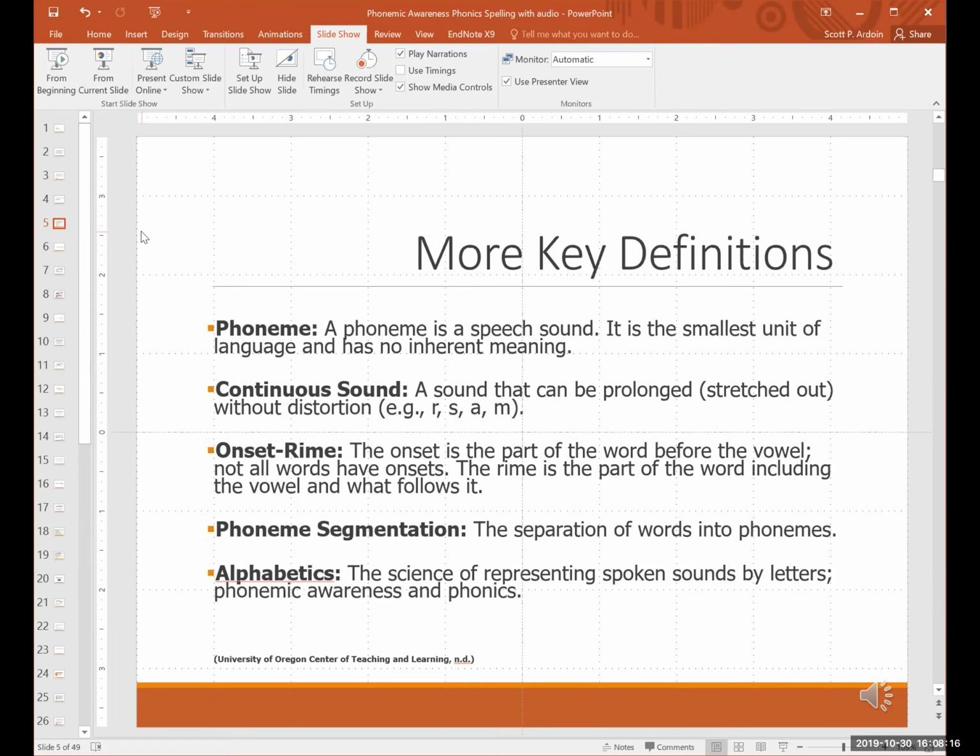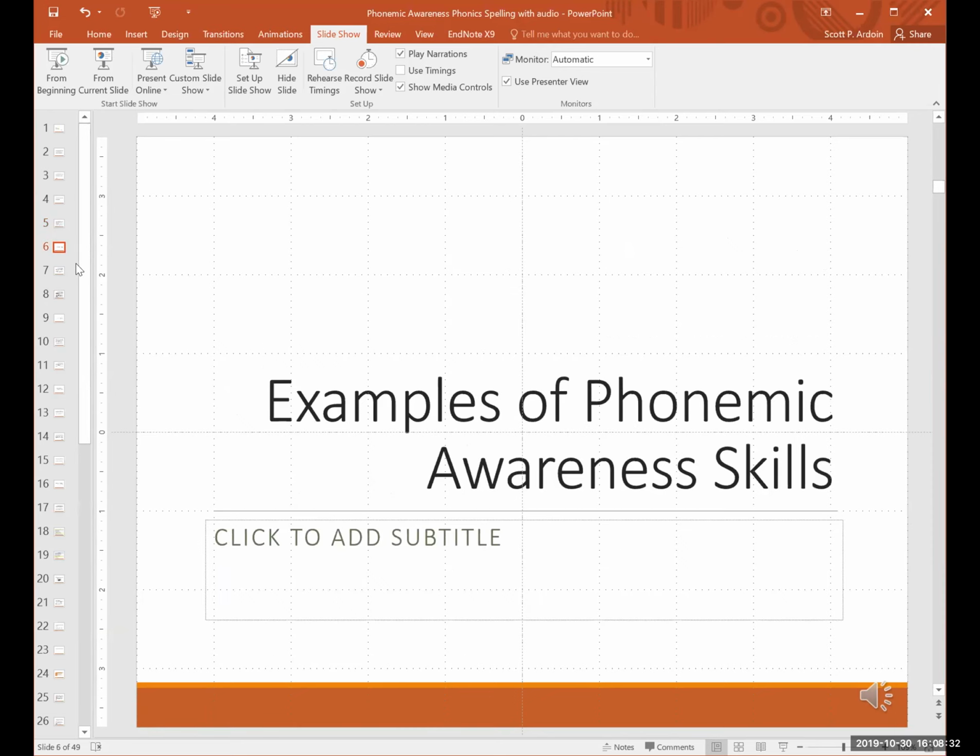And we have phoneme segmentation. It's the separation of words into their individual phonemes. And alphabetics is the science of representing spoken sounds by letters. So essentially it is phonemic awareness and phonics combined together. Whenever we assess phonemic awareness skills, as well as whenever we are just working with kids and teaching them phonics, there are some different skills that we should work on.